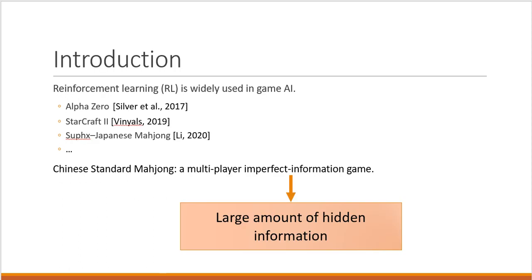As we all know, in recent years, reinforcement learning methods are widely used in developing gaming AI and have gained spectacular achievements, such as AlphaZero, StarCraft 2, and Suphx. As for our project, the research target is Chinese Standard Mahjong, a 4-player imperfect information game, which raises a challenge in that there are large amounts of hidden information during the game process. In our work, we solve this challenge by using reinforcement learning methods together with adding more information to the model's input, which proved to be a useful way to improve the performance of Mahjong AI.